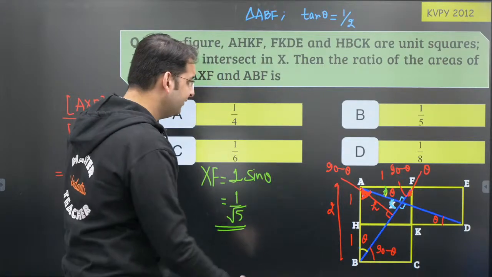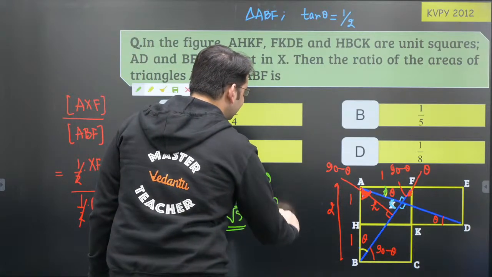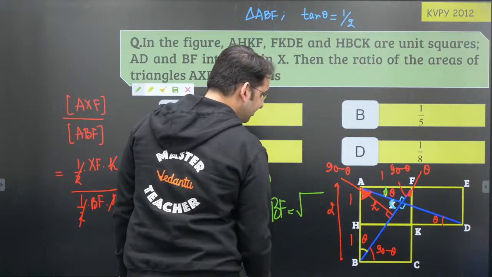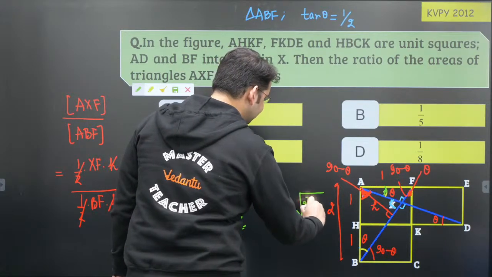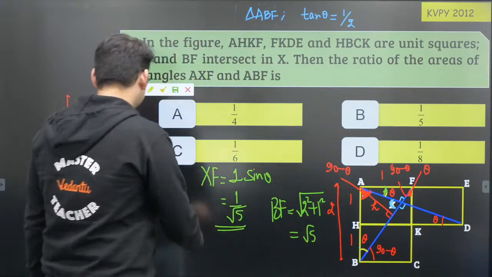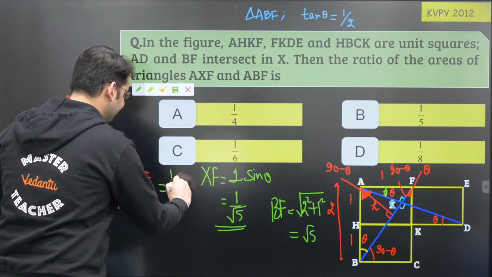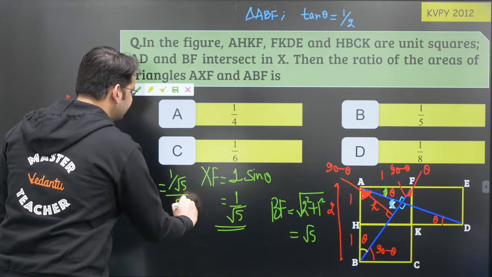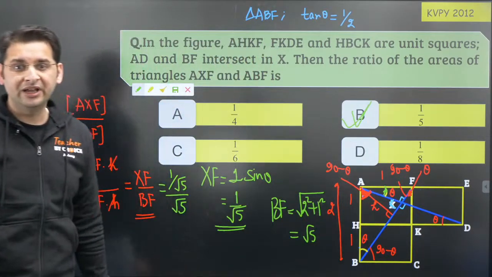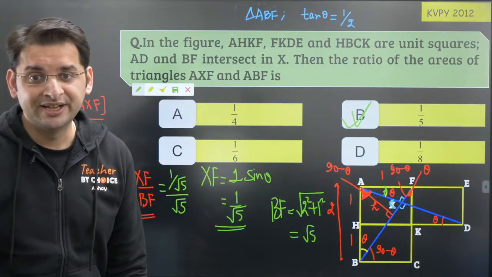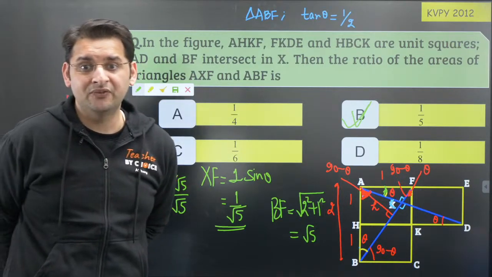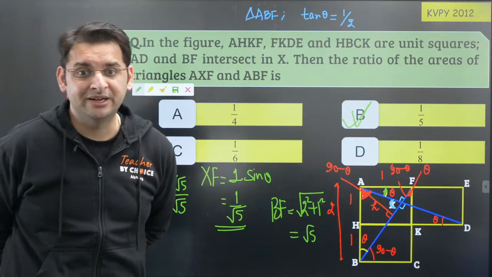XF is 1 upon root 5 and BF तो hypotenuse Pythagoras से आ जाएगा. BF will be root of 2 square plus 1 square, that means root 5. So this would be 1 upon root 5 upon root 5. So the answer would be 1 upon 5, and 1 upon 5 is the correct answer.